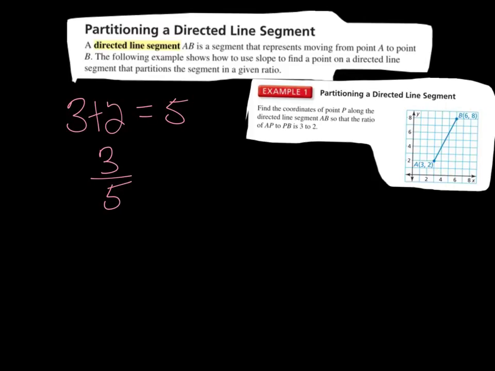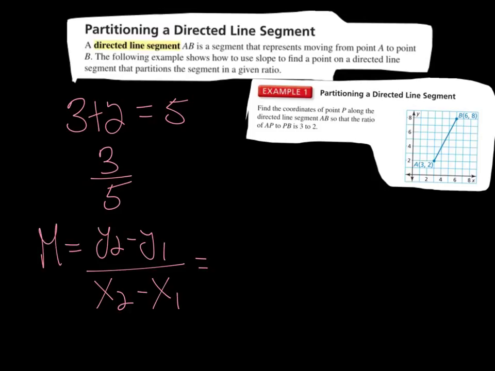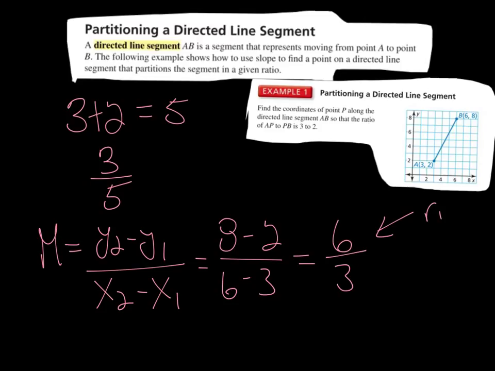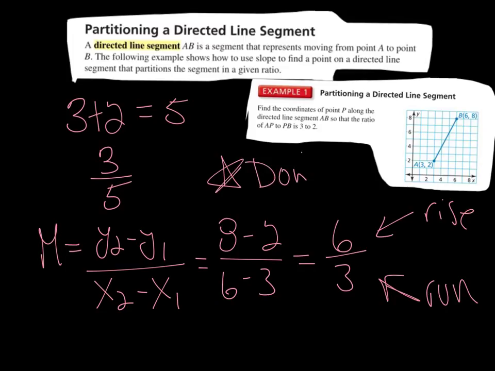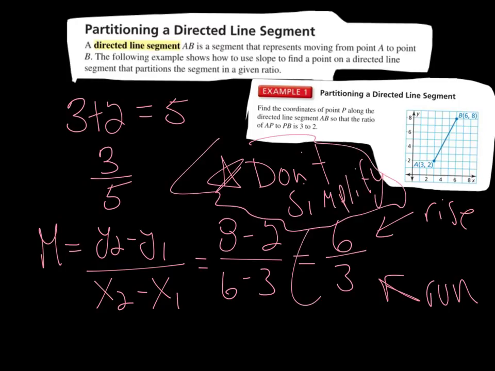If you recall, how do you find the slope of something? You can either use the rise over the run, the change in the y and the change in the x, or go ahead and use your slope formula, which we know is y sub 2 minus y sub 1 over x sub 2 minus x sub 1. So basically that is just 8 minus 2 over 6 minus 3, which will be 6 over 3. This is my rise right here, and this is my run. Now we want to leave it like this, okay? So star somewhere in your notes: do not simplify. That's important. We don't want to simplify this. We're going to use that value as we go.